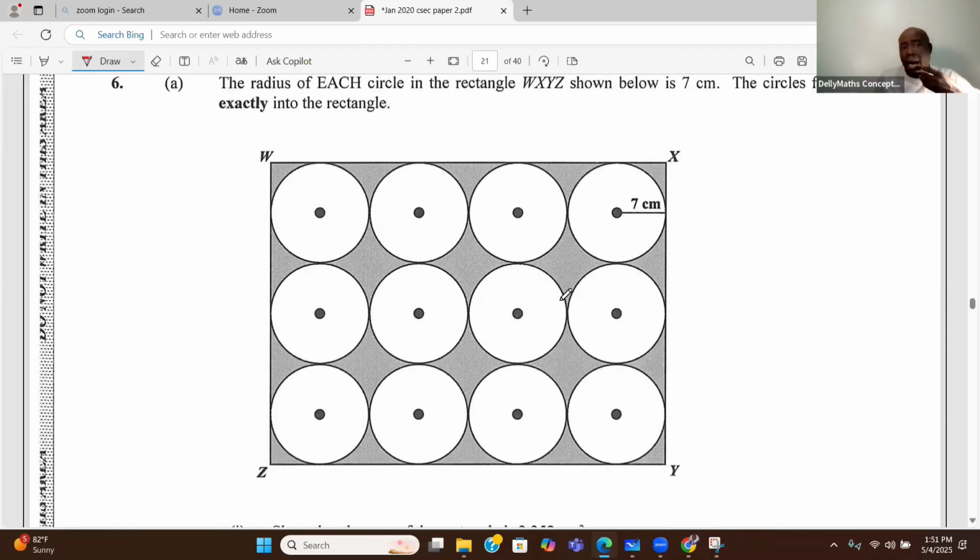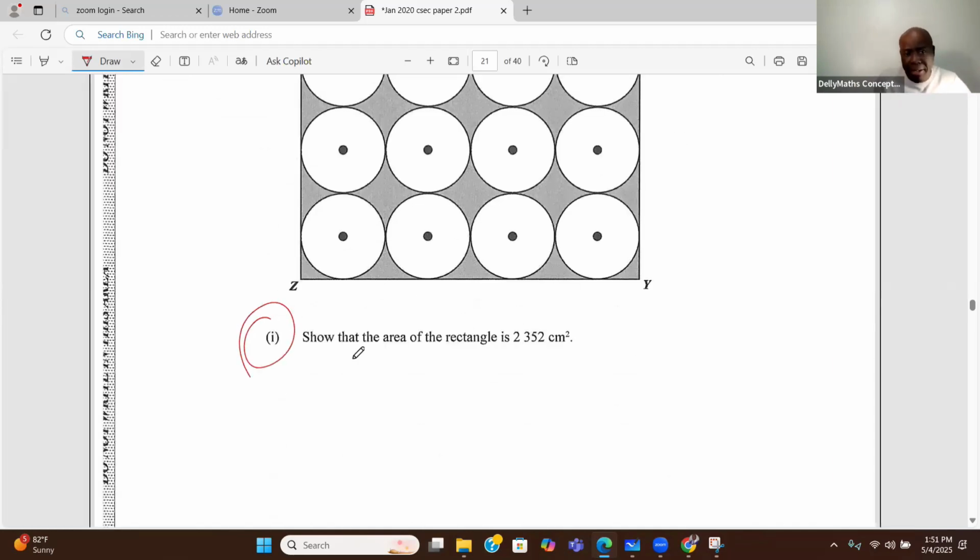So there it is. Then they said to us, we saw a question like this already. It says, show that the rectangle... I don't remember, I think this is a January 2020 paper, because this is the pandemic year and there was no May, June.